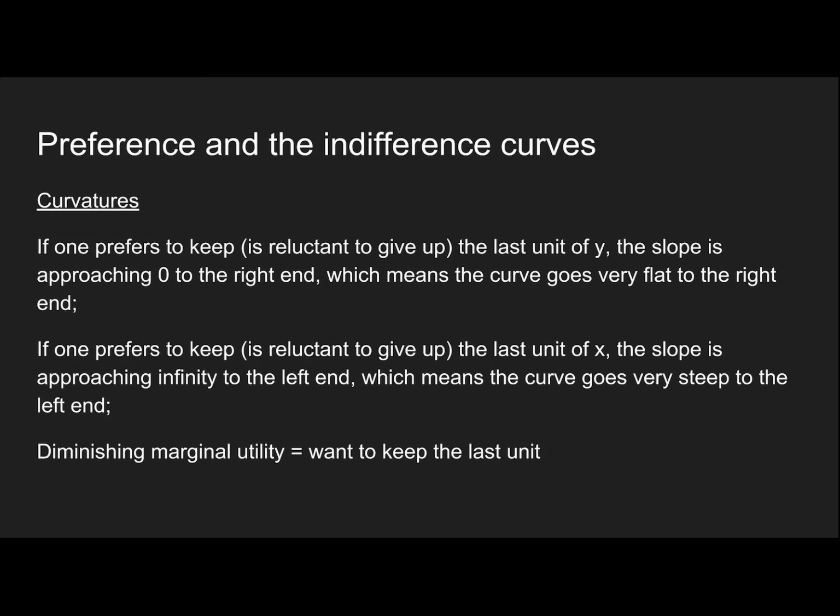And for the curvatures, this is a little bit tricky, but I hope you can think of this step by step. So first we want to start with the preferences. So if one prefers to keep the last unit of y, which also means if one is reluctant to give up the last unit of y, then the slope is approaching 0 to the right end. I mean the slope of the points is approaching 0 to the right end, because you don't want the line to directly hit the x-axis.